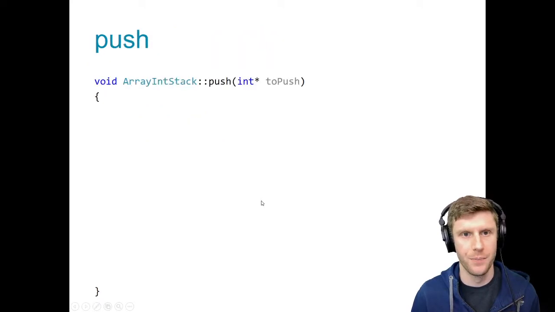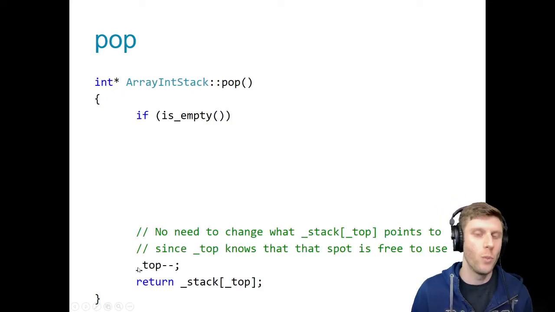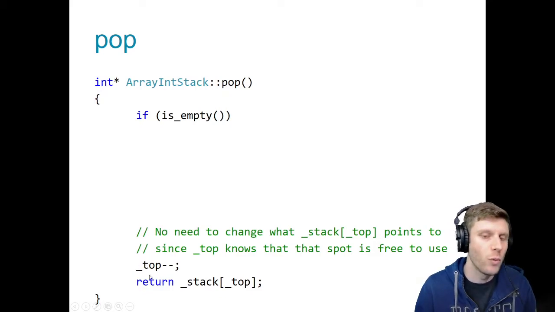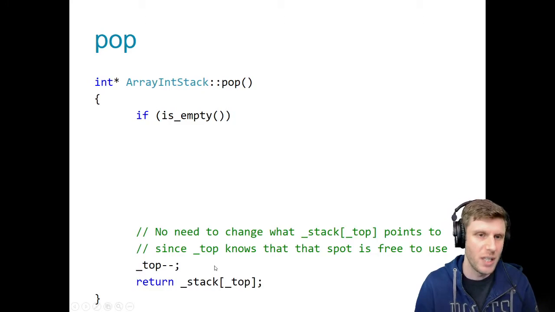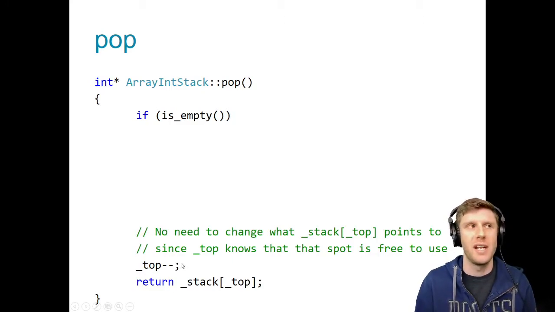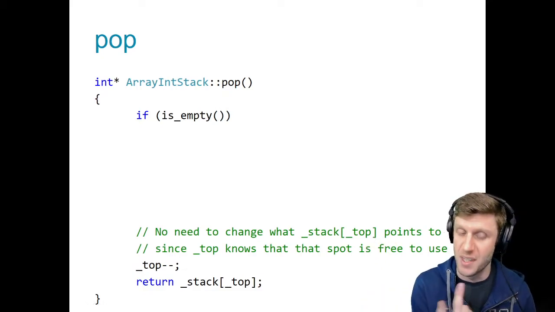Pop. We decreased top before. So right here we said top equals top -1 and then said top. So effectively we did top -1. But in this case, we would also need to make sure we leave top one less than it was before because we removed something from the stack.